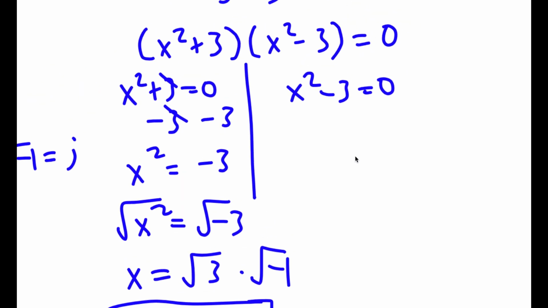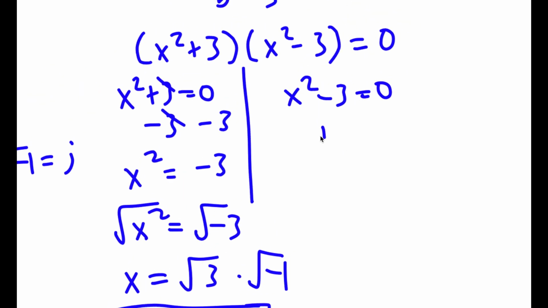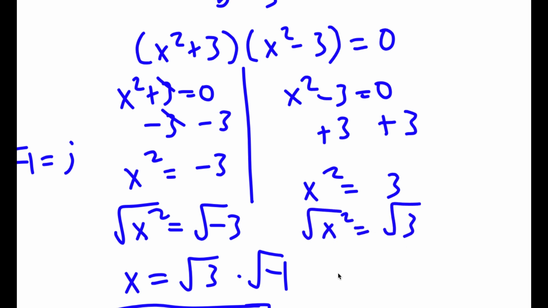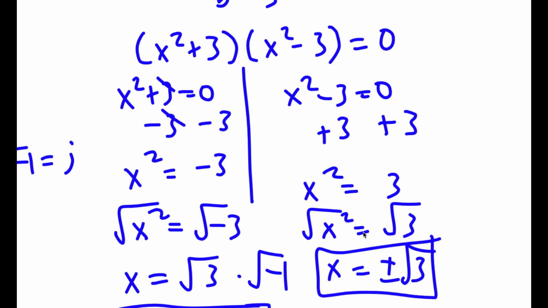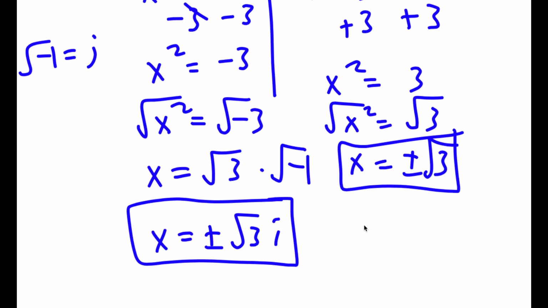So now for x squared minus 3 equals 0, all I have to do is add 3 on both sides. So now I have x squared is equal to 3. Now if I take the square root on both sides, I have x is equal to positive or negative square root of 3. So these are my 4 solutions to this problem.